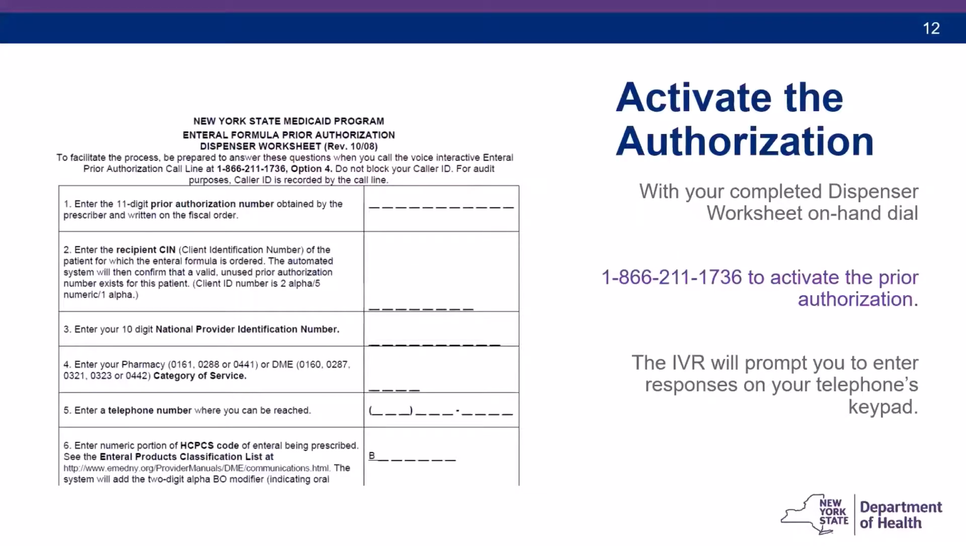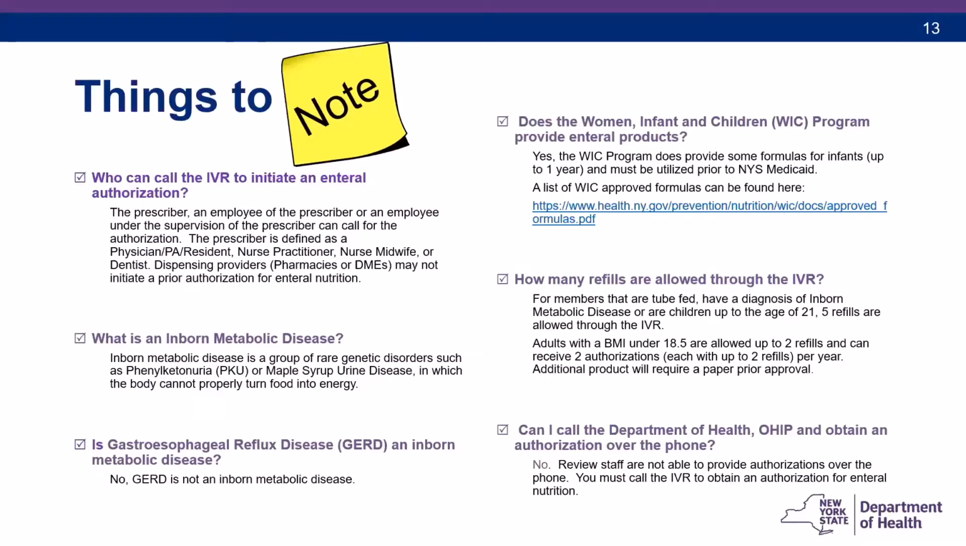If you are the dispensing provider, it is necessary to activate the authorization. With your completed dispenser worksheet on hand, dial 1-866-211-1736 to activate the prior authorization. The IVR will prompt you to enter responses on your telephone's keypad.